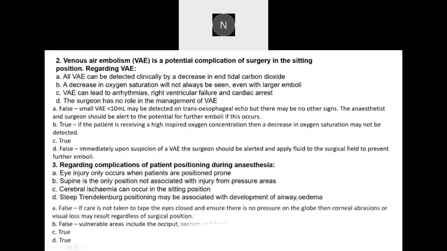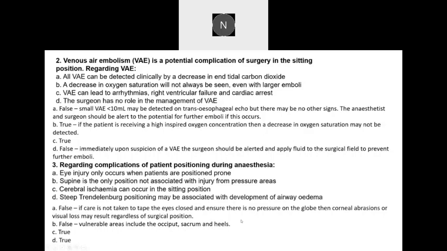So the first one is false. In any position you can get eye injury, not only in prone, even in supine or lateral. If we do not properly cover the eyes or put a moisturizing agent, the dryness itself causes corneal abrasion and injury. So it is not only pressure, but any exposure can also cause eye injury. So in any position, you have to take care of the patient's eyes. And even in supine, as I told in the first picture, you can get pressure areas in the occiput, sacrum and heels. Cerebral ischemia and airway edema are very common in steep head-down and sitting positions.